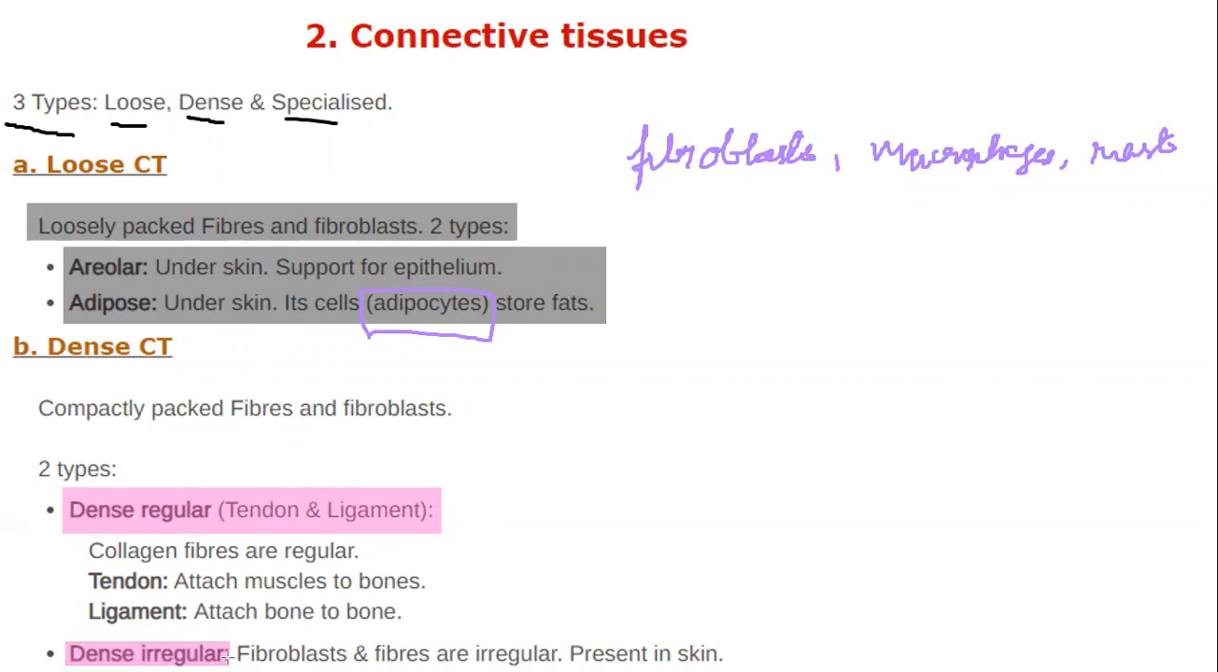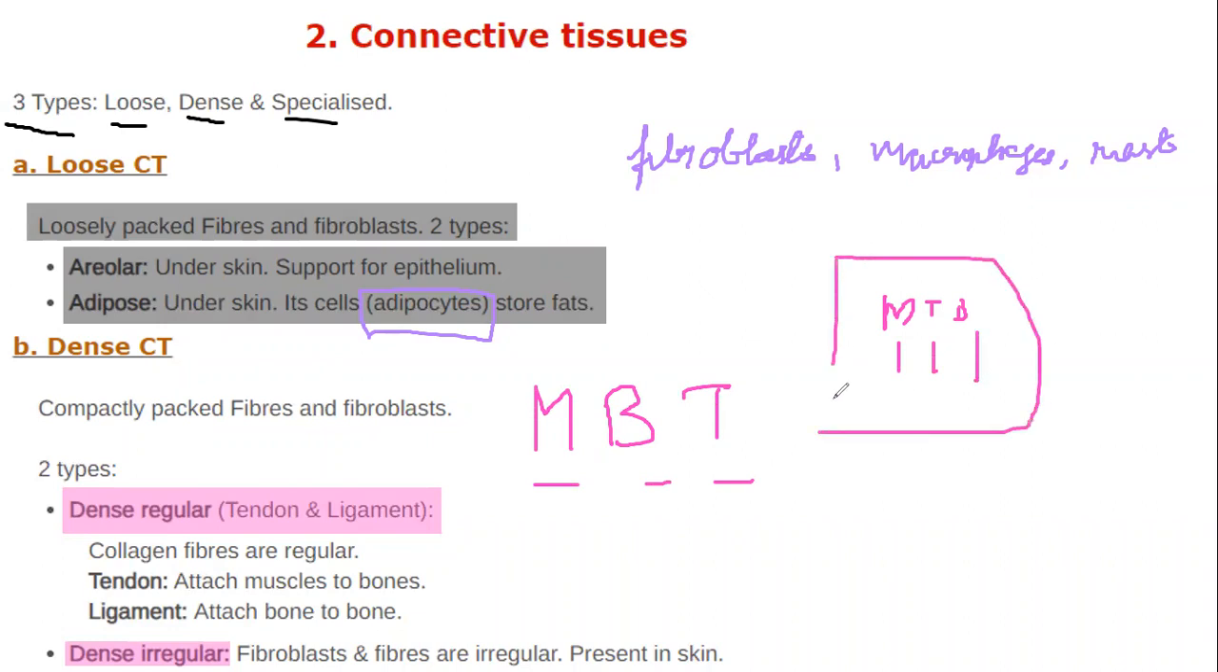Collagen fibers are regular in tendons, which attach muscles to bones. MBT, muscle to bone, that is tendon. From that itself you can connect it the other way: muscles, tendon, bone. So both muscles and bones are connected by tendon. And bone to bone, BBL or BLB or LBB, any way you can remember it, is ligament. Bone to bone is ligament, and muscle to bone is tendon.